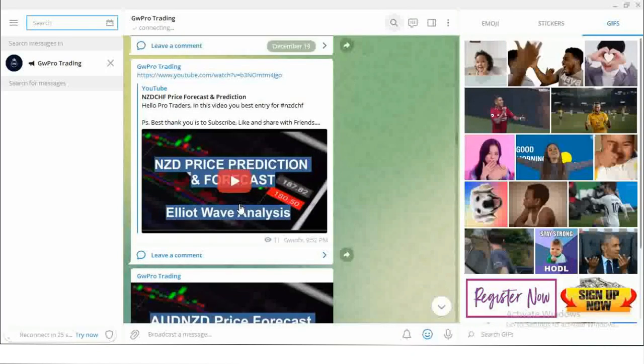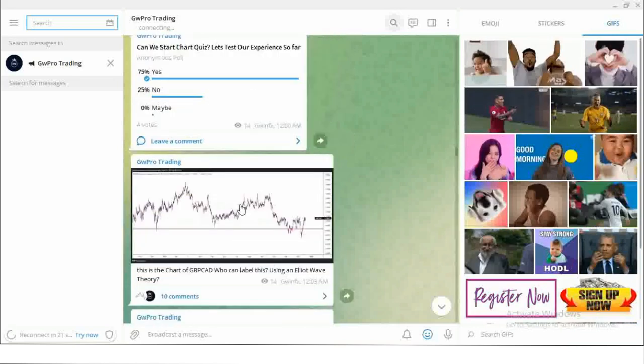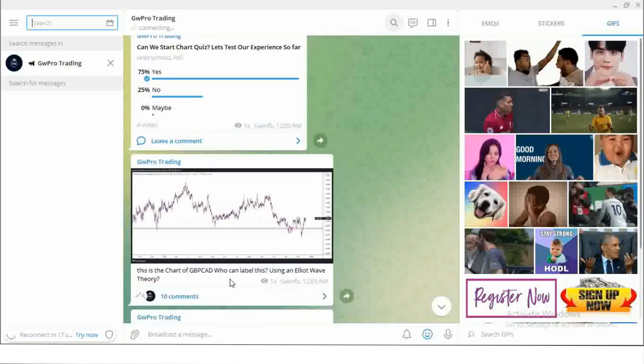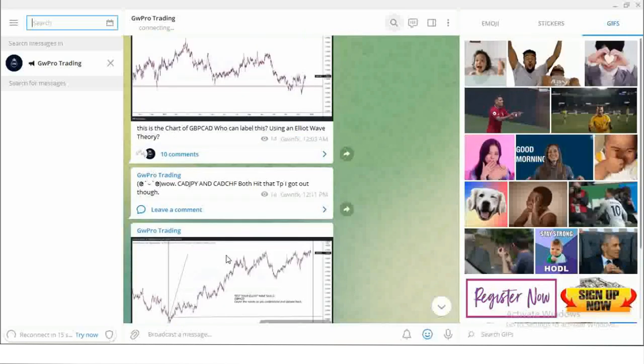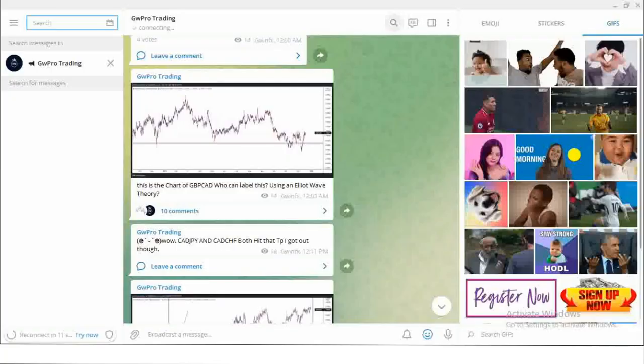Okay, so taking a look here we have some lessons we did. We looked at GBP card, and I also sent it out to students to look at how they can label this. And they did great.